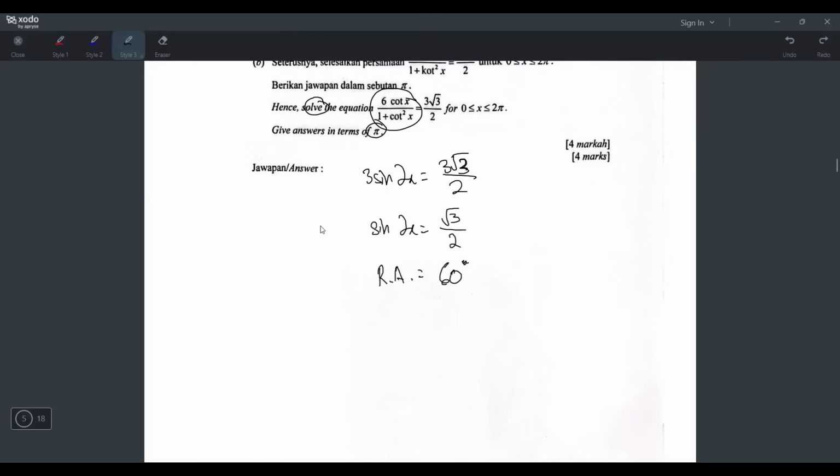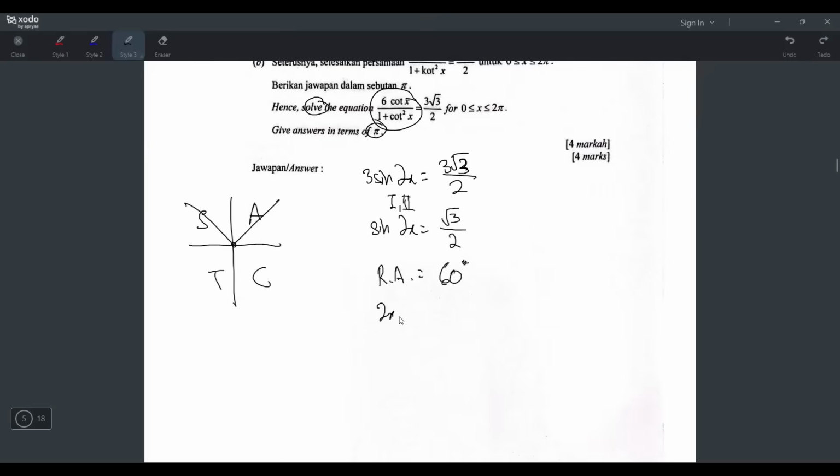Let me tell you why I write RA. Because this 60 is not complete. There's still another answer, so you have to consider the quadrant. Add sugar to coffee: your sin answer is positive, so it will be in quadrant 1 and quadrant 2. But your calculator will always give you the answer in quadrant 1 only. That's why when you press shift sin, it gives 60, but 60 is not the whole thing.